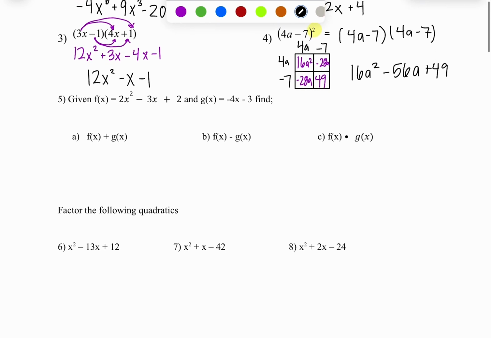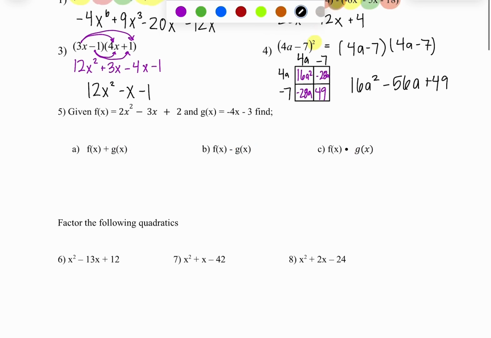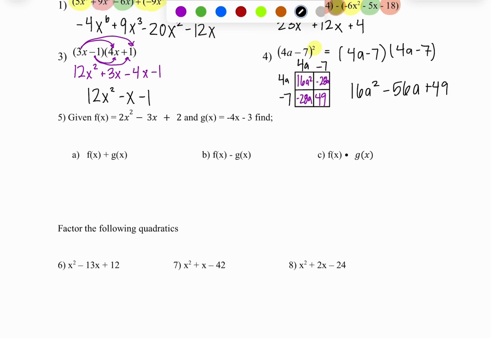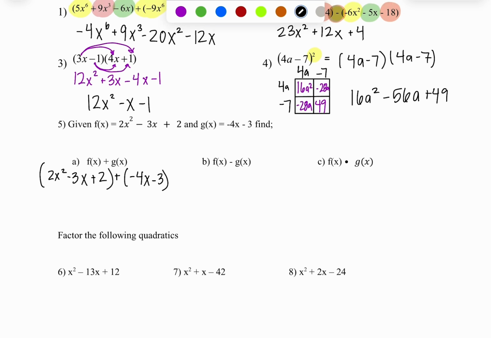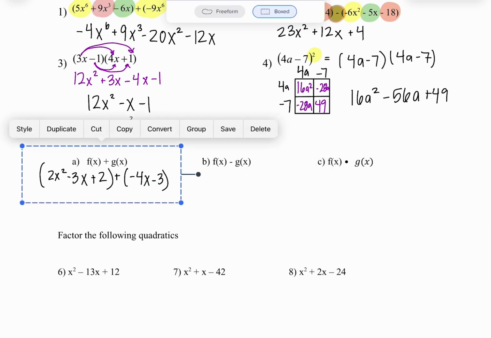Okay, number 5. This is the same thing except it's not really set up. F of x is 2x squared minus 3x plus 2, so that's just going to be replaced for each of the f of x's. Same thing for g of x. That's negative 4x minus 3. So we're just going to set it up the same way how it's written on number 1 through 4. This will be 2x squared minus 3x plus 2 plus, that's f of x, g of x, which is negative 4x minus 3. And you'll just add them together, add the like terms just like in number 1. Same thing for number 2.